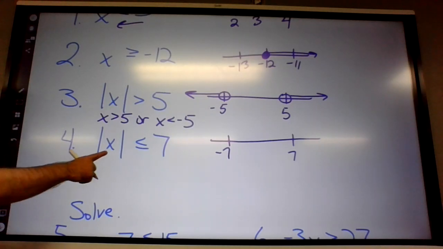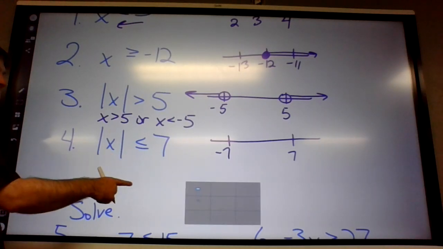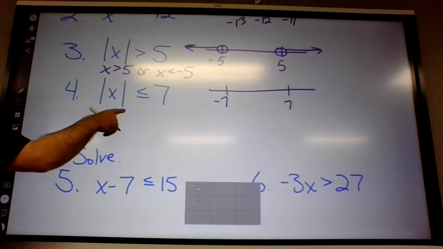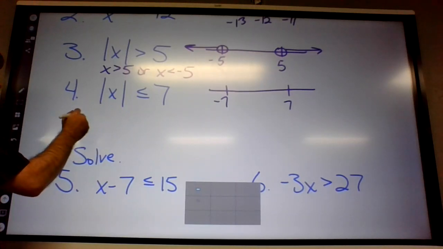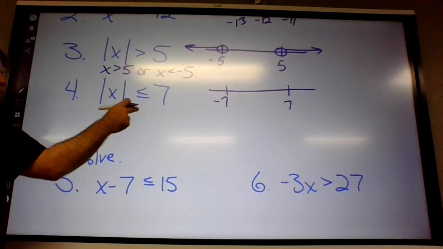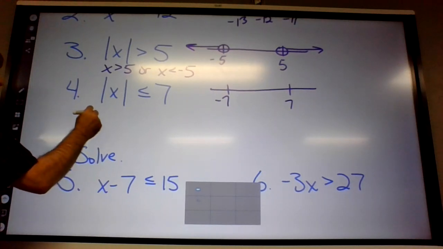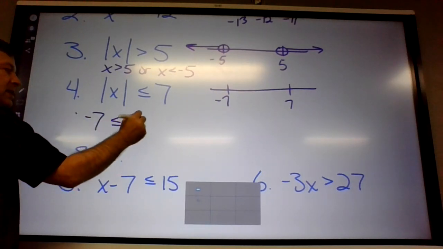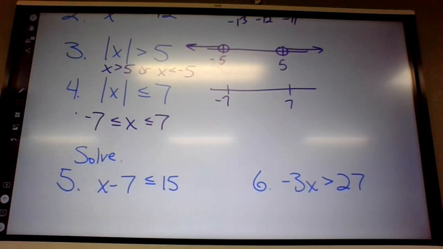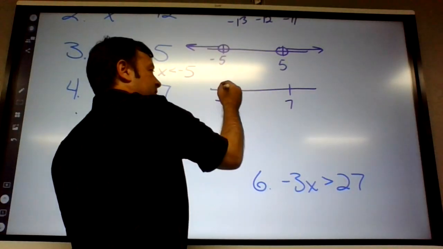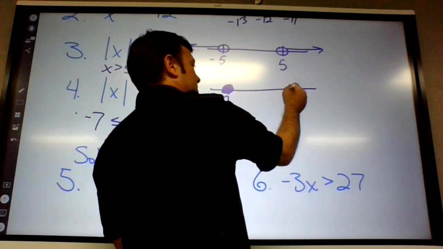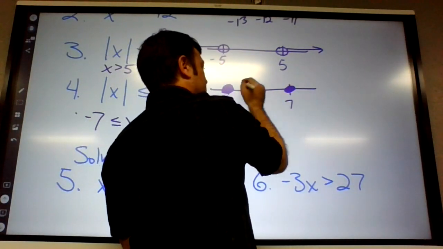Okay, number 4 is absolute value less than. How does less than set up? -7 is less than 7. Yeah, it's between. So what's it between? It's between 7 and -7. So -7 is less than or equal to x, less than or equal to 7. So on the graph, it's between -7 and 7.